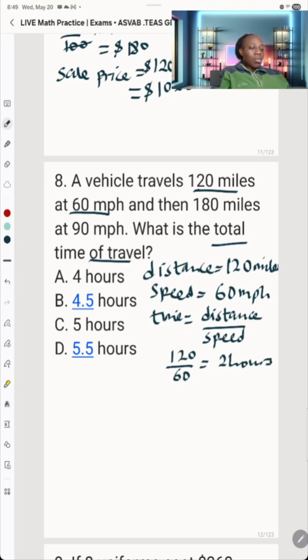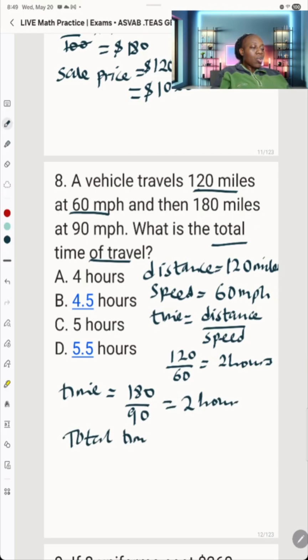Then the second one is time for the second journey. Distance is 180 for that. Then speed is 90 in that case. This is also going to be 2 hours. So we can now find the total time. You want to add time 1 and time 2 together. That will be 2 plus 2, and that will be 4 hours. So that's A.